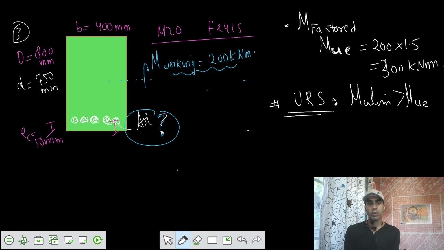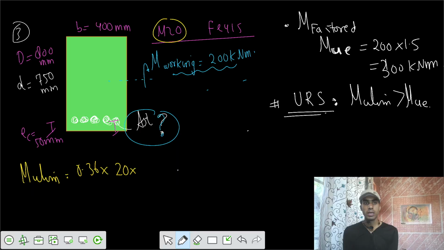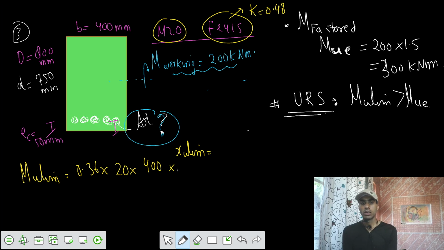I would write the equation for limiting moment. Mu limiting equals 0.36 fck, there you have fck 20, b, then xu limiting. This is your xu limiting, and the value of xu limiting equals k times d. What is the k value we have for this Fe415? Is that 0.48? So we can write 0.48 into d, d is 750, so 0.48 into 750.